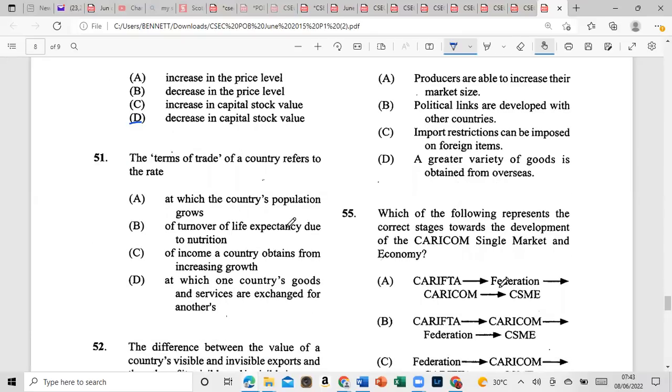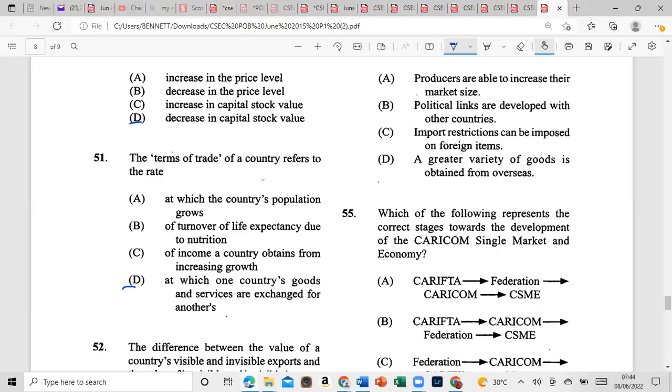The terms of trade of a country refers to the rate at which: A, a country's population grows; B, of improvements in life expectancy due to nutrition; C, of income of a country obtained from increasing growth; or D, at which one country's goods and services are exchanged for another? And 51 is D, the terms of trade of a country refers to the rate at which one country's goods and services are exchanged for another.